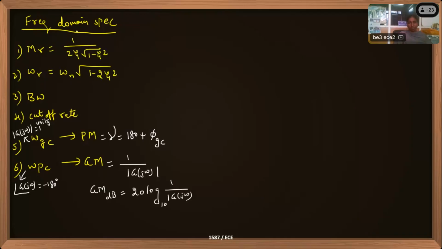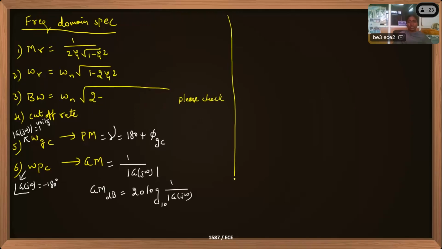Kindly check the formulas one more time. Bandwidth is a long formula: square root of 1 minus 2 eta square, plus square root of 4 eta to the fourth minus 4 eta square plus 2. Some big formula is there. Please check the formula. They may give the eta value.